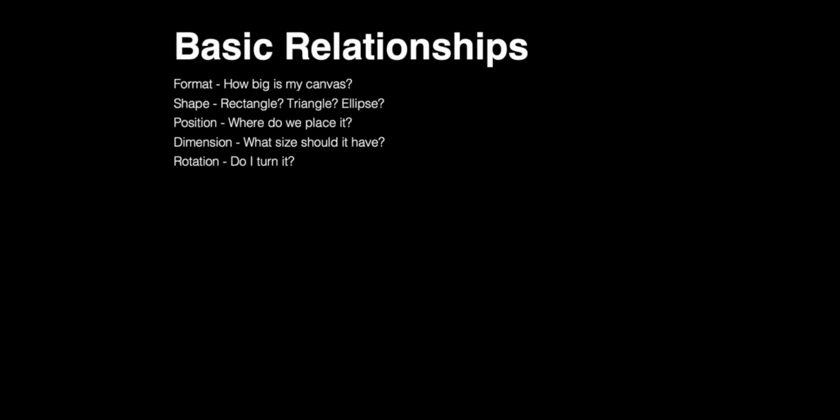So the basic relationships would be format. How big is your canvas? What size is your canvas? Shape. Are you going to be using rectangles or triangles, ellipses, or other shapes? Positioning. Where are you going to be placing those objects, those shapes on your format, on your canvas? Dimension. How large is the object going to be, or multiple objects going to be on the canvas? Then rotation. Do you want to rotate it? Is it going to be at 90 degrees, 45 degrees, or some completely random degree? So these are all the different relationships that you have to think about when you're coming up with some sort of design. So let's start with the format.